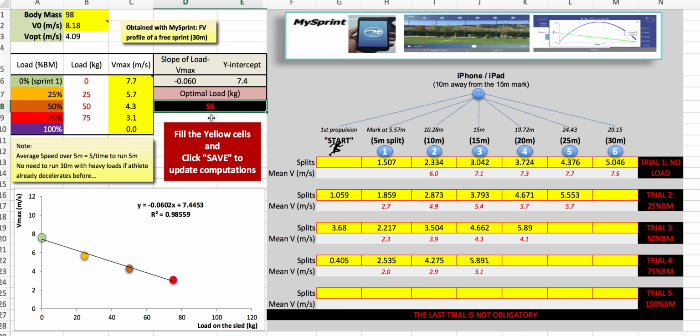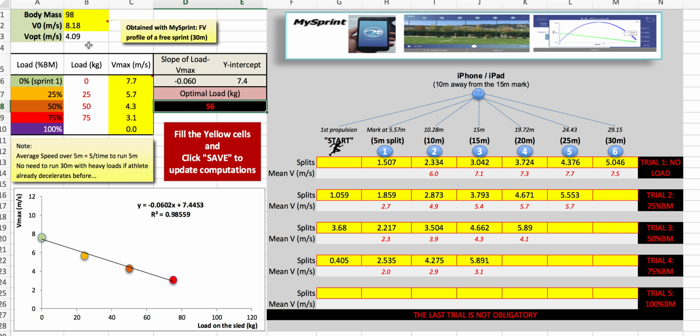So it means that 56 kilograms will be the load against which the velocity will be divided by 2. So if you look at the graph here, at 50 kilograms, you have a velocity that's about 4.09 meters per second. Okay, so we will say that 56 will be about the optimal load for that subject.